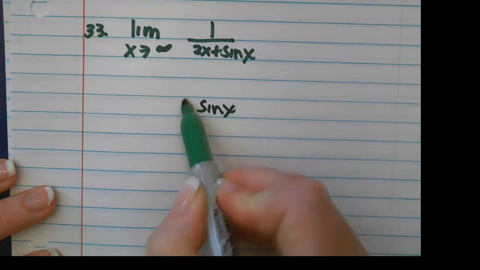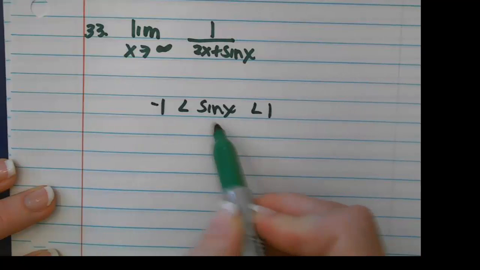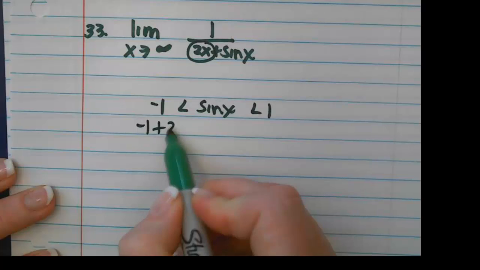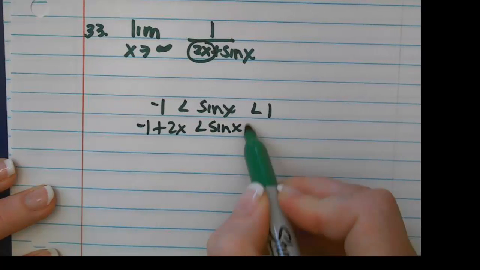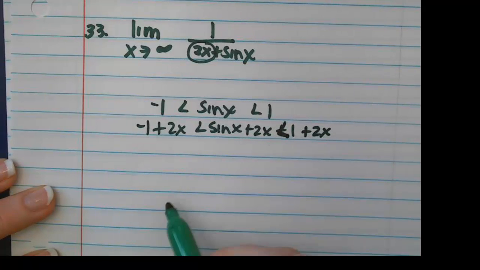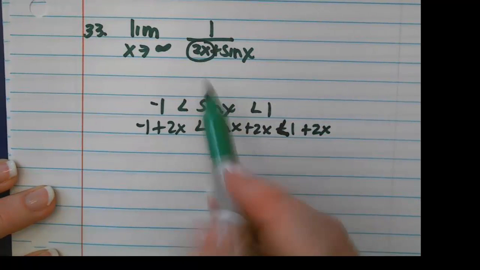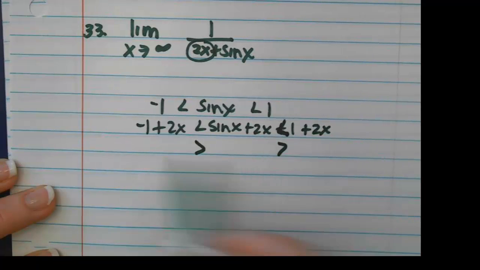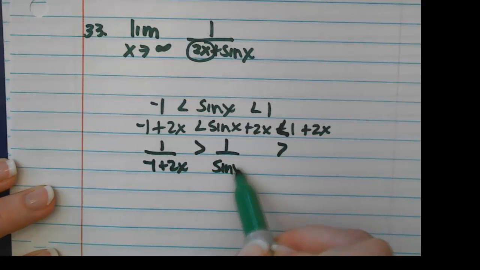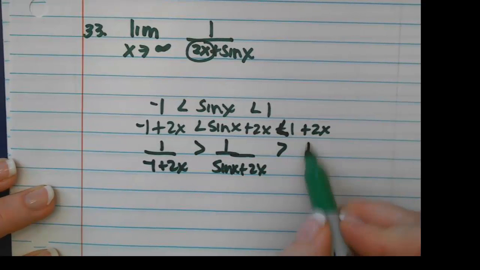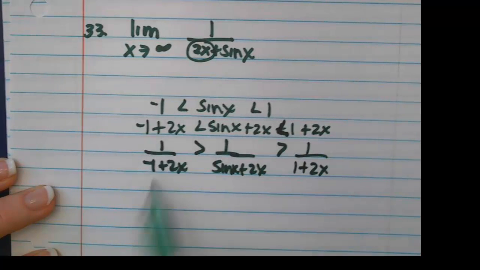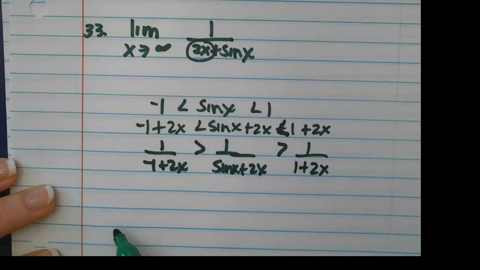All right, I know that the sine of x has a range between -1 and 1. Now, I don't know what sine x is. I want to know what sine x plus 2x is, so I'm going to add 2x to this compound inequality. All right, now, I need to reciprocate all of them. So if I'm going to reciprocate, that means I'm going to change the signs. And 1 over the sine of x plus 2x is going to be sandwiched in between 1 over 1 plus 2x and 1 over -1 plus 2x.